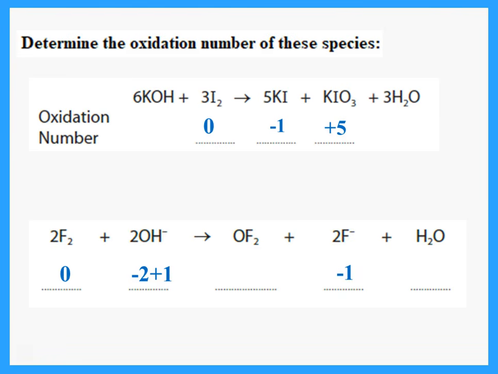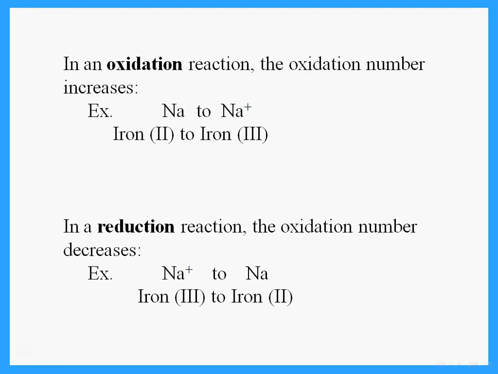Looking at the OF2, we said what happens in the OF2? We said if the oxygen is with a fluorine, the fluorine is more electronegative, so it is the fluorine that has to be -1, and that means I have 2 of them, so that's -2. So in this case, the oxygen is +2.